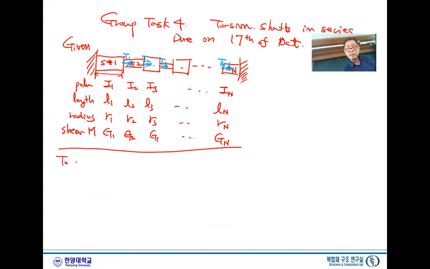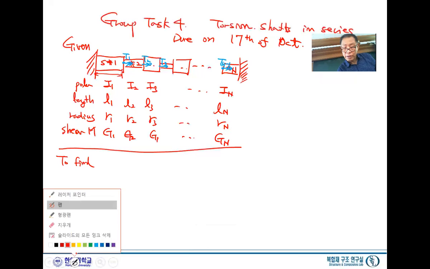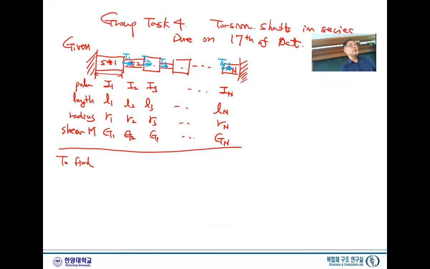Now, what to find? Okay, what to find: I'm gonna draw here, and at each junction, imagine we apply torque and torque and torque. At each junction we have a rotation angle, right? And rotation angle, and rotation angle, and then up to here, rotation angle n minus 1, right? So we need to find phi1 and phi2 up to phi n minus 1.